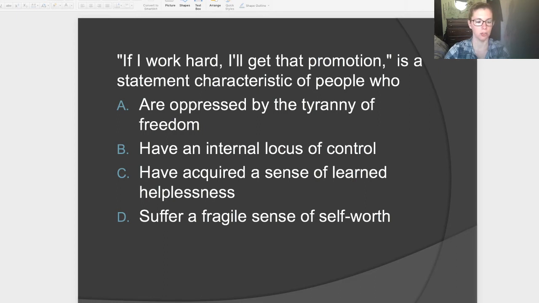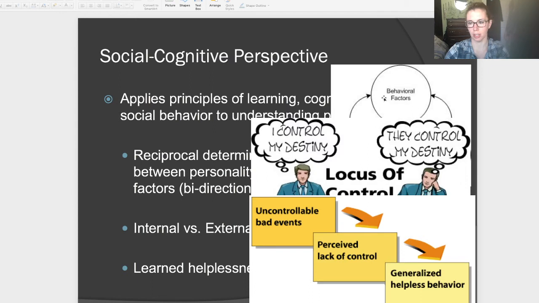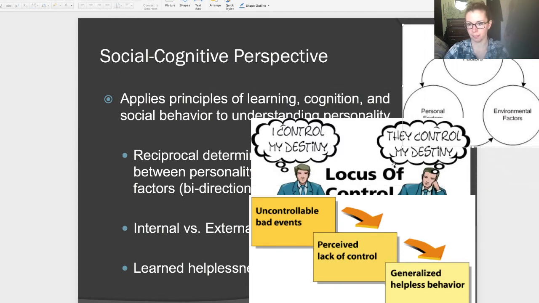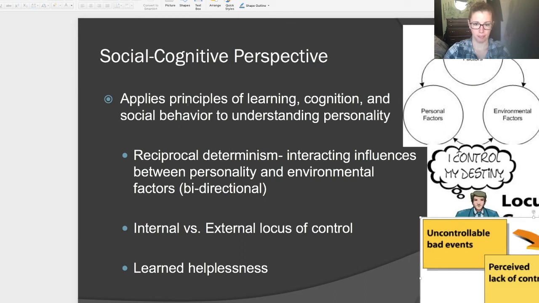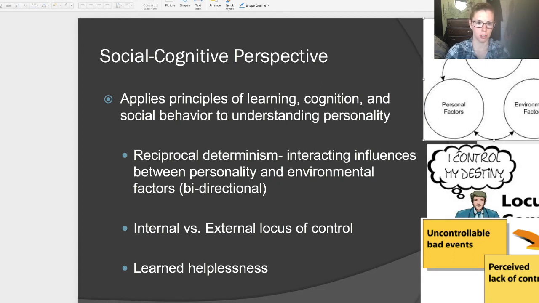Okay, so the social cognitive perspective really applies the theories of learning and cognition to personality. Okay, learning, cognition, and social behavior. So basically, reciprocal determinism is a key characteristic of the social cognitive perspective, and that is that interacting influences between personality and environment exist. So we know that not only does your personality influence the environments you choose to be in, but also the environment can influence your personality.